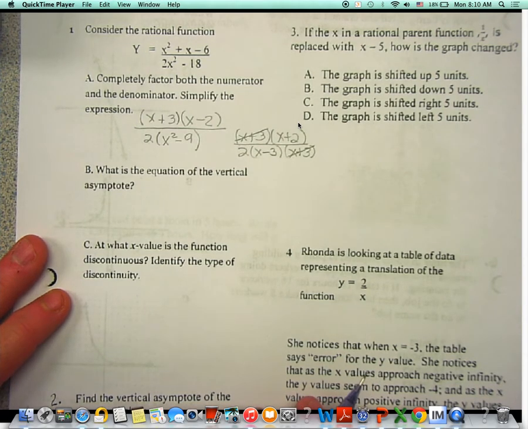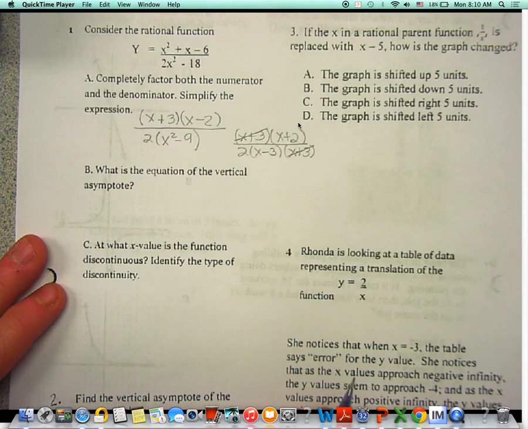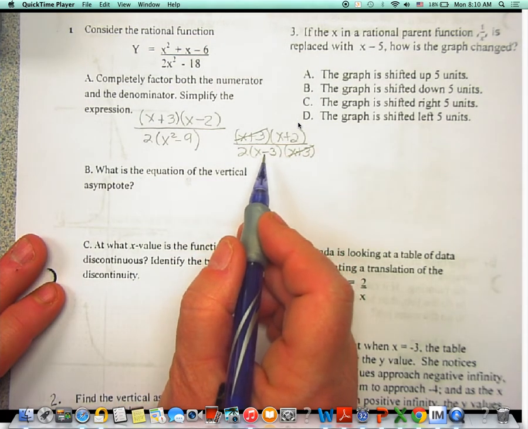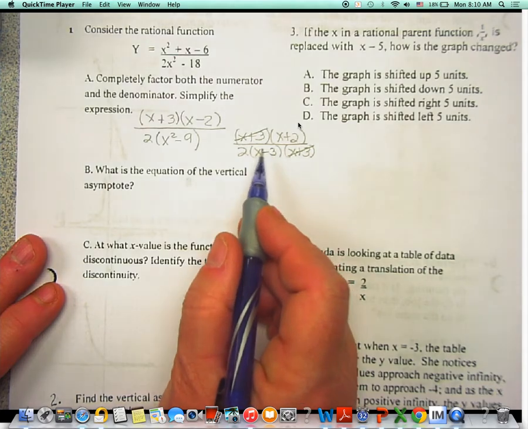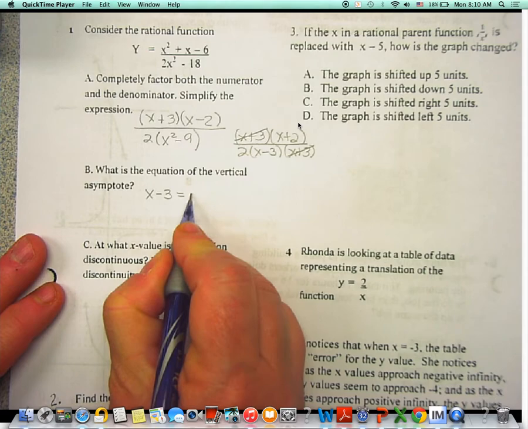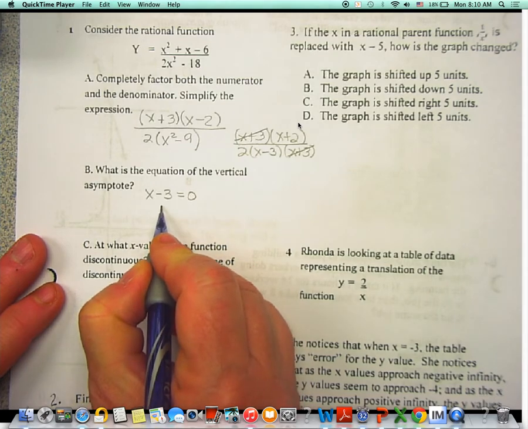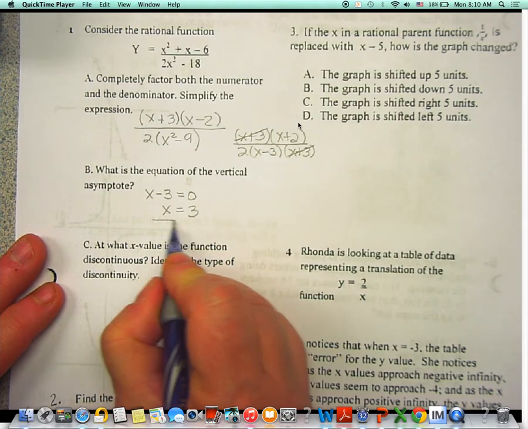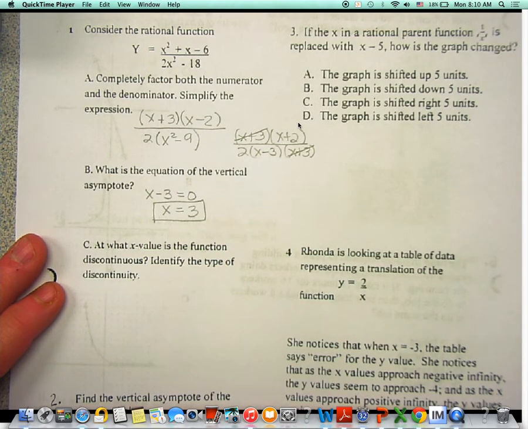Okay, so what is the equation of the vertical asymptote? Which one's the vertical asymptote? Denominator, and it's the one that's not canceled out. Okay, and so it'll be this x minus 3. We set that equal to what? 0. Then add 3 and x equals 3. So there's your vertical asymptote.